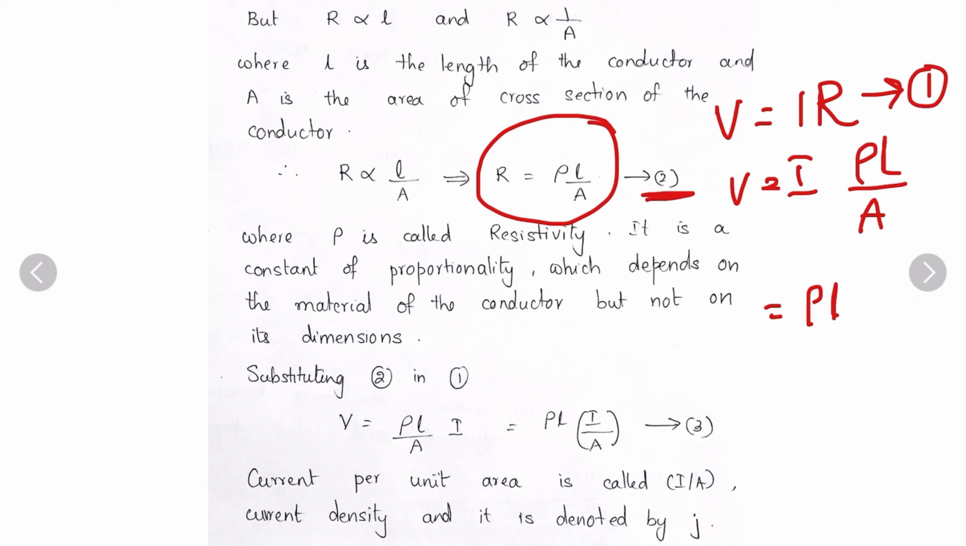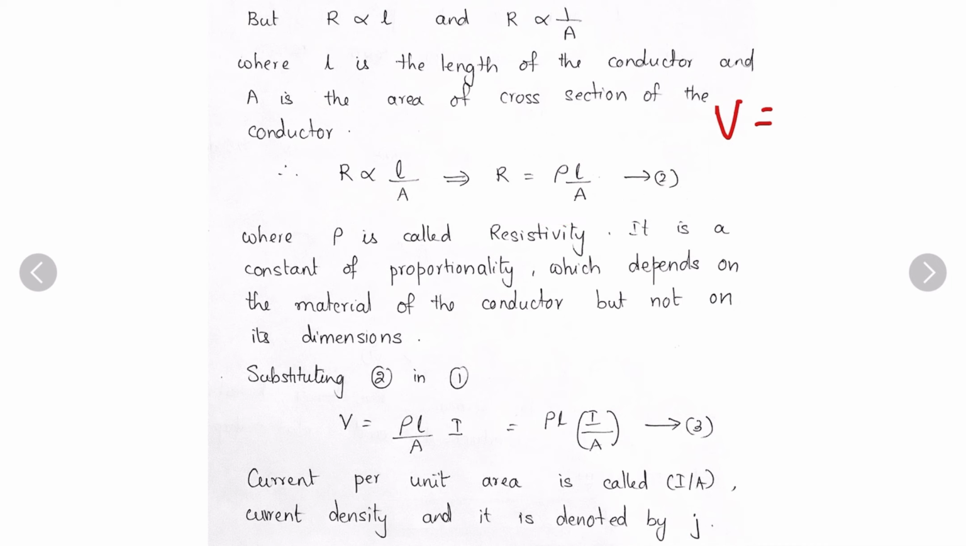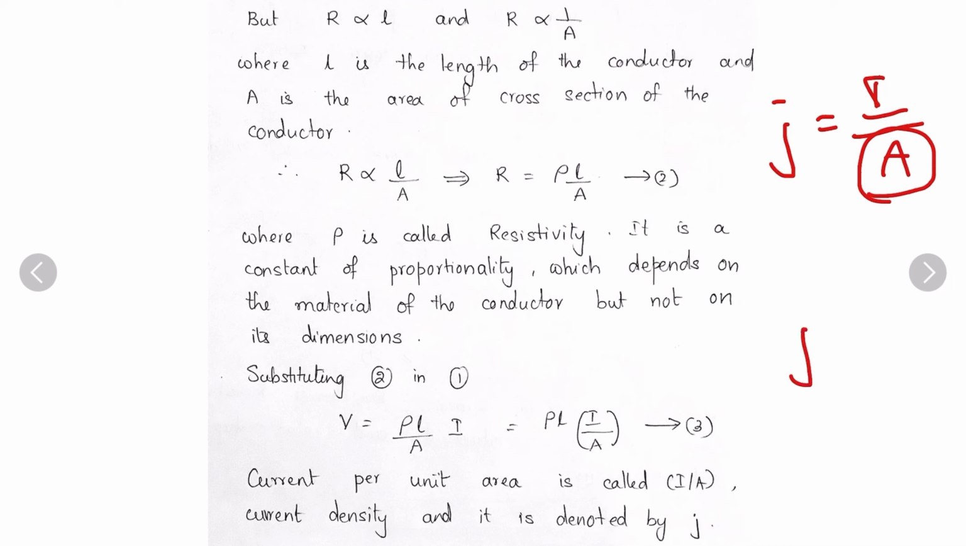So current density is a vector, whereas current is a scalar. Why? Because J is equal to I by A. I is a scalar, but area is a vector. Therefore, scalar divided by vector, J becomes a vector. So current density is a vector.